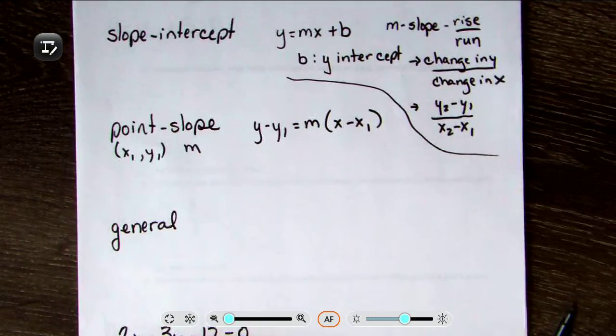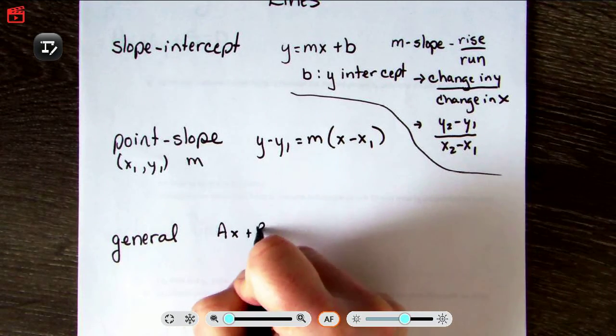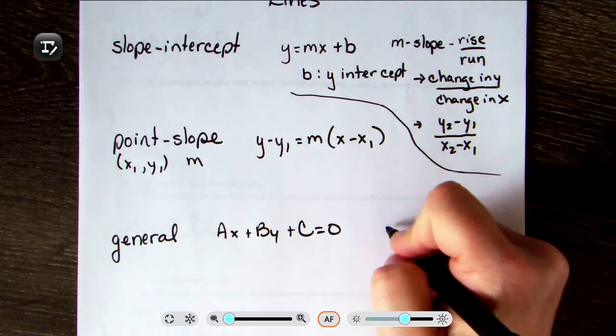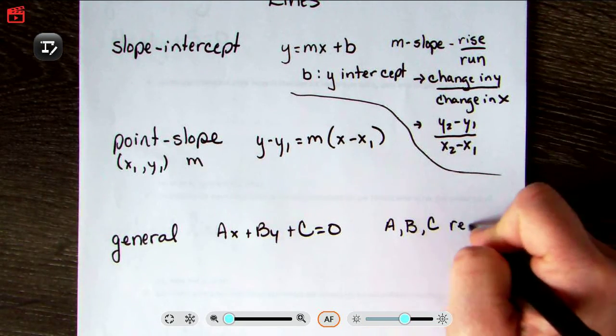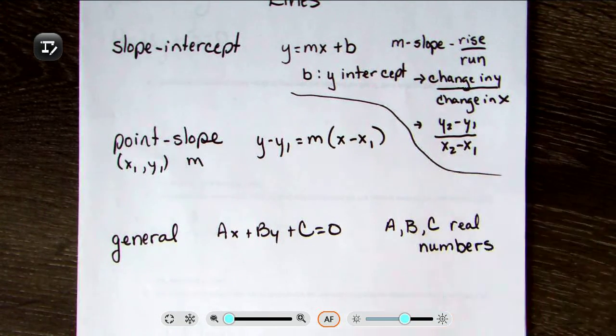General form is what we usually see, and general form looks like ax plus by plus c is equal to 0, where a, b, and c are simply real numbers. They have no representation to the line itself. So general form is the easiest to type, hence the reason it's used a lot in textbooks, but it is also not as useful as the other two.